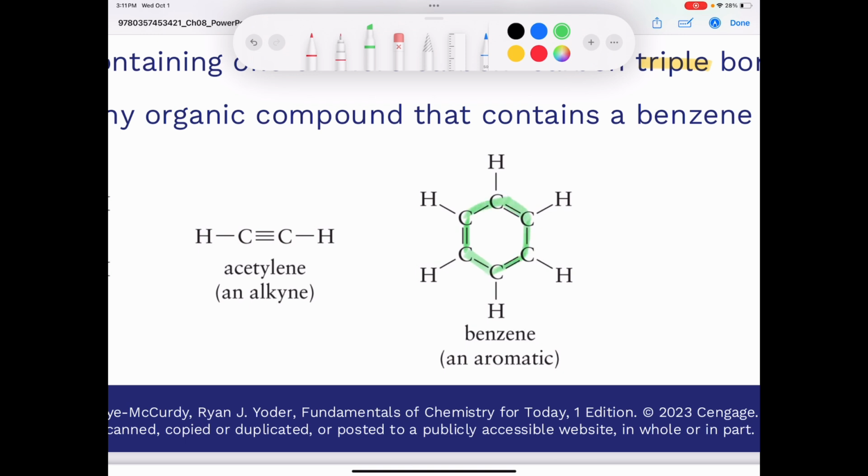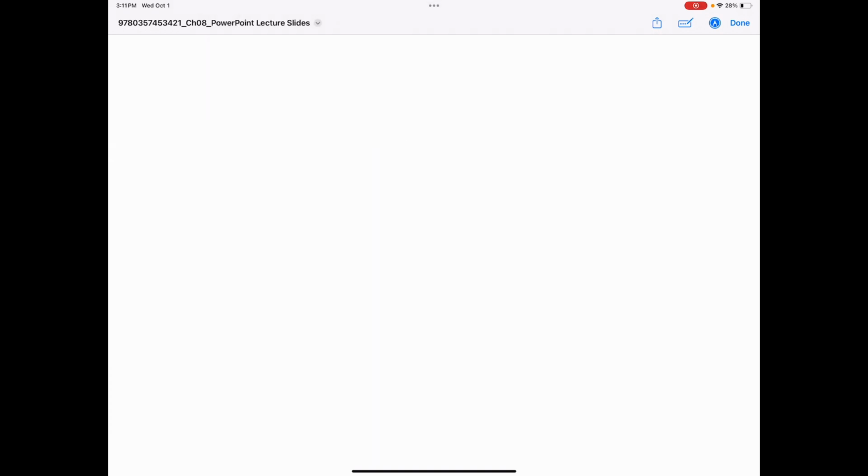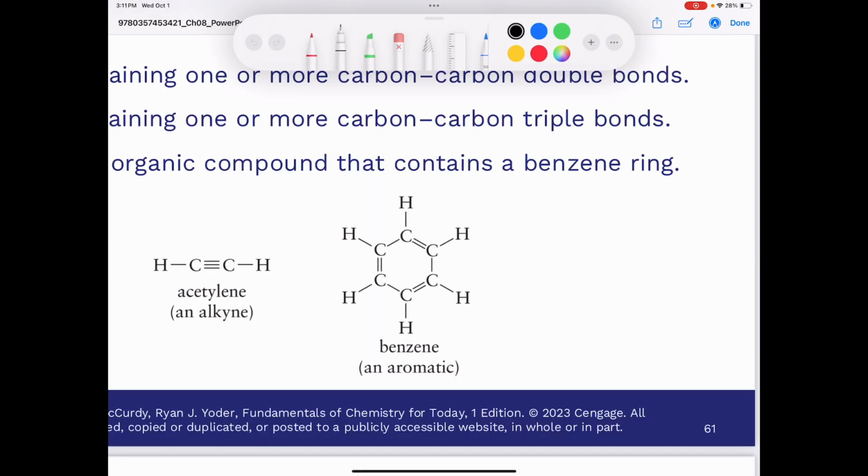Now don't confuse benzene with cyclohexane, which we saw earlier on when we looked at cycloalkanes. So if I have cyclohexane, it's got 6 carbons in a ring, but there's no double bonds in it, right? So each carbon is going to have 2 hydrogens attached to it, and its molecular formula would be C6H12, unlike benzene, which has a molecular formula of C6H6. So don't get confused between those two. Again, benzene is C6H6, whereas cyclohexane would be C6H12.